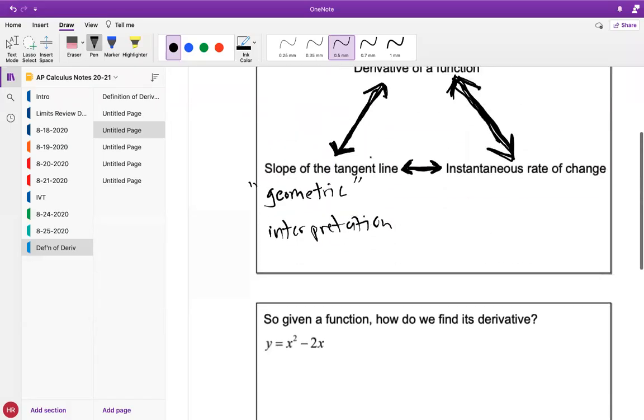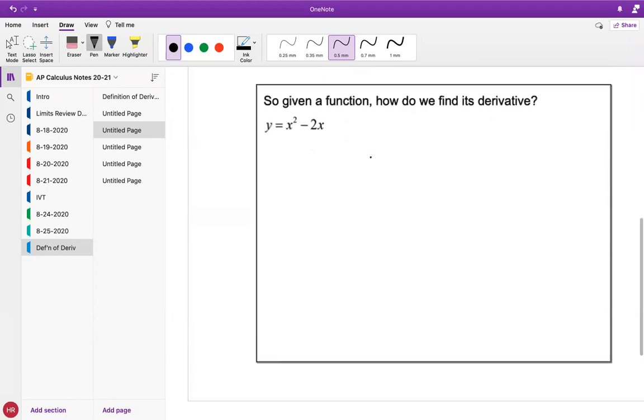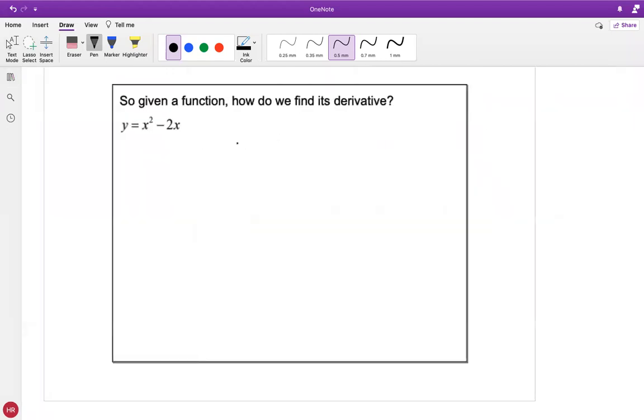Last time we talked about what the derivative is, how it's the slope of the tangent line. I was using the tangent rate of change, and I tried to impress upon you how important it was that you remember that. So we'll see. This is something that we did last time. Given a function, how do we find its derivative?